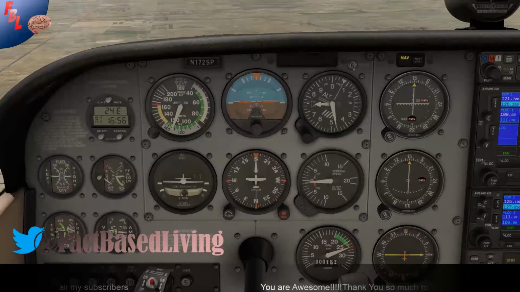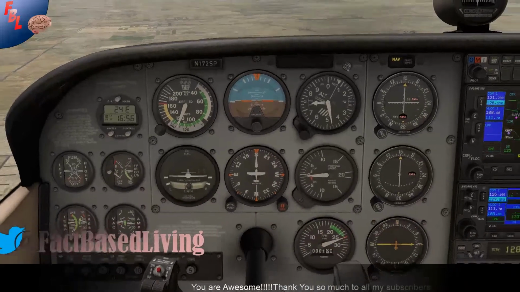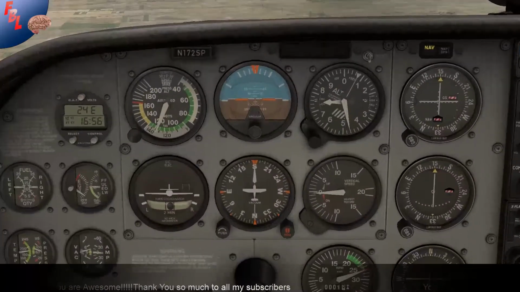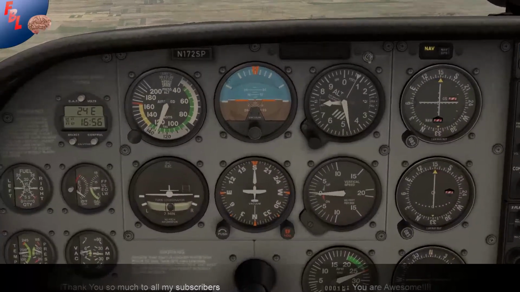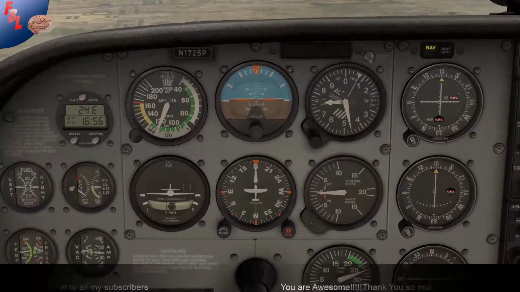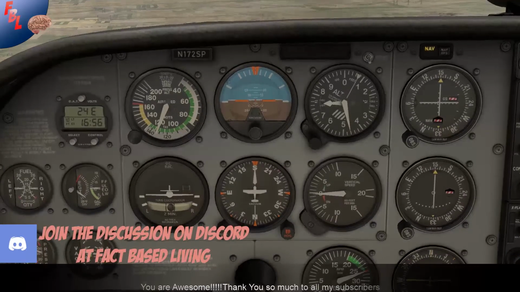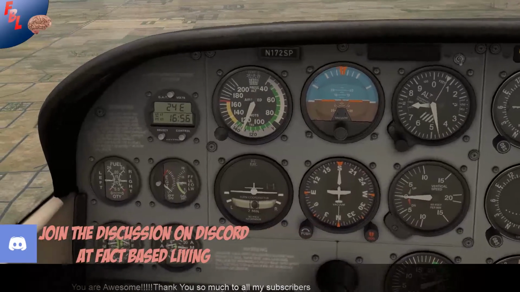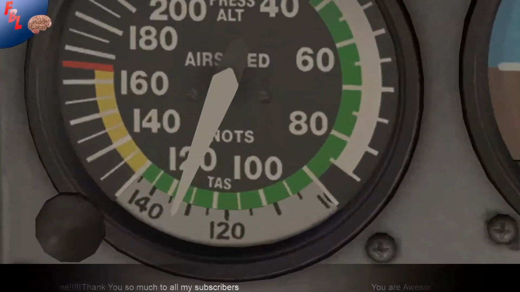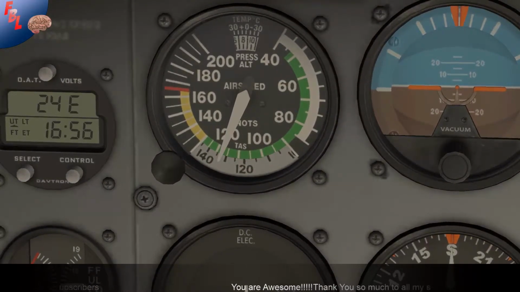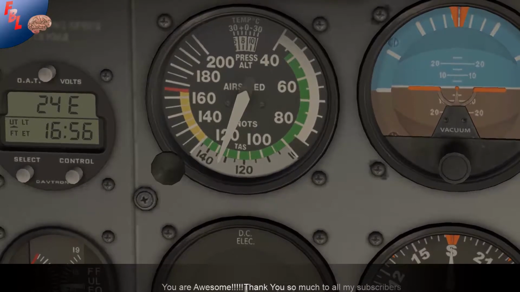So here we are back in the aircraft, and I want to give you a quick tour of what some of the instruments are, and then we'll actually see how they work in real flight. So first off, we've got the Airspeed Indicator. That's this large dial gauge right here that says airspeed on it. The Airspeed Indicator is telling you how fast the air is moving over your wings.